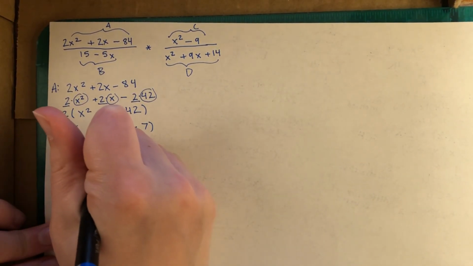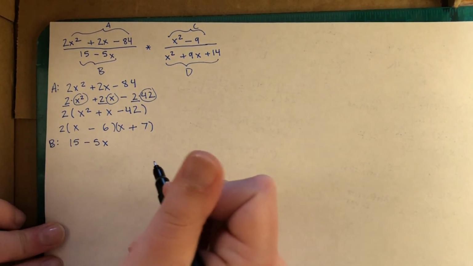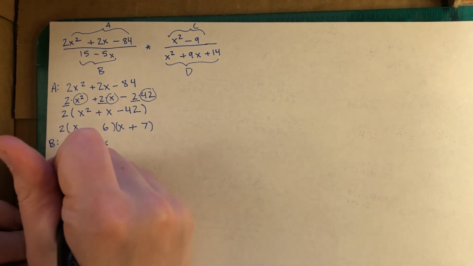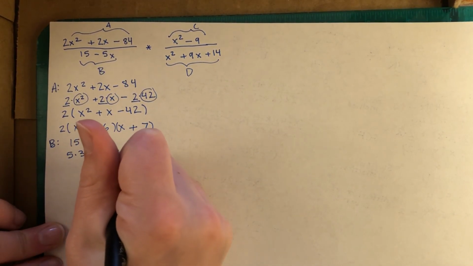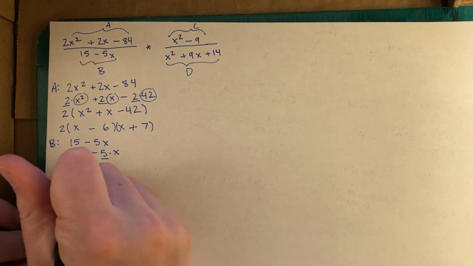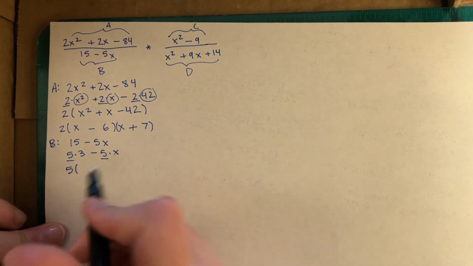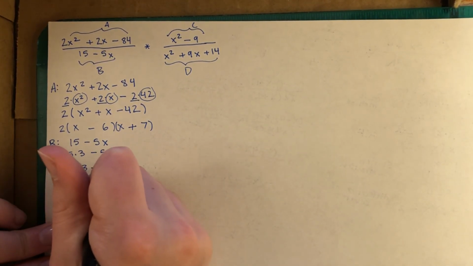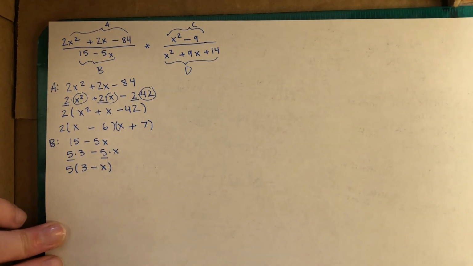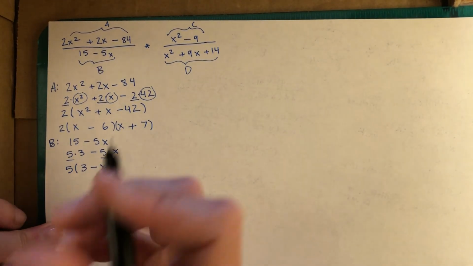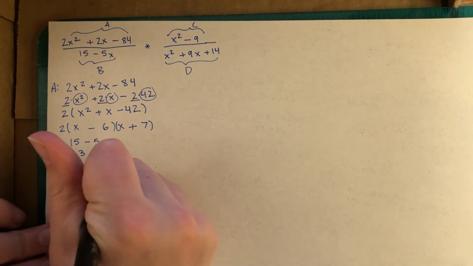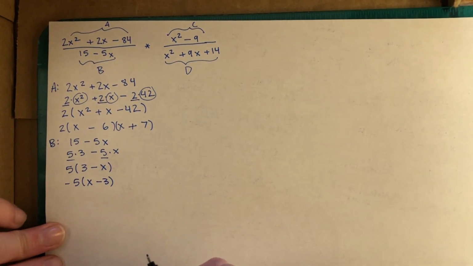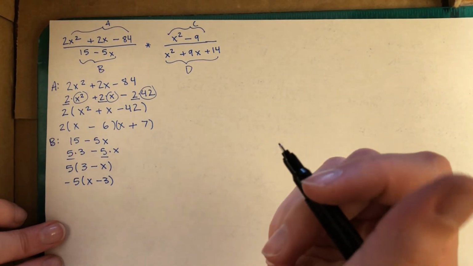(15 minus 5x). Both of these are multiples of 5. So I can do 5 times 3 minus 5 times x. Match the 5's, put those on the outside. And then what's left is 3 minus x. Now I've got to switch. So I'm going to write negative 5 times x minus 3. Okay. These were the tough ones.